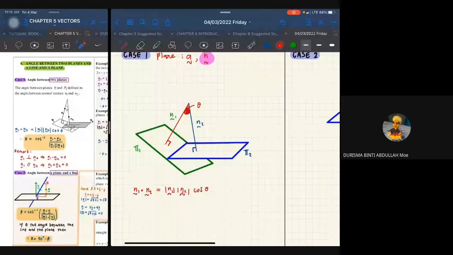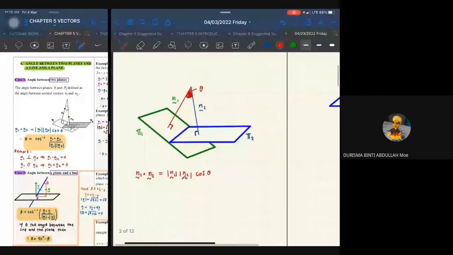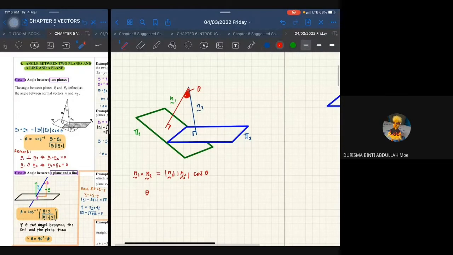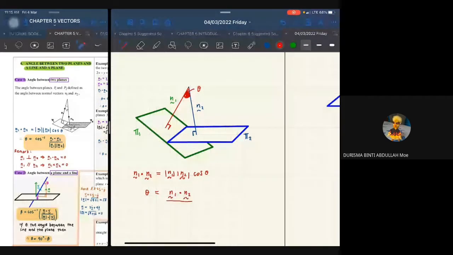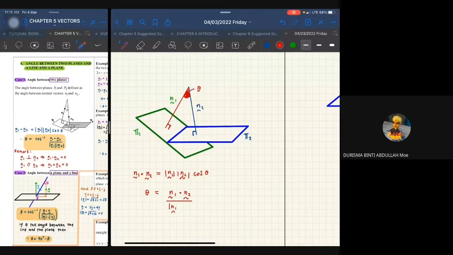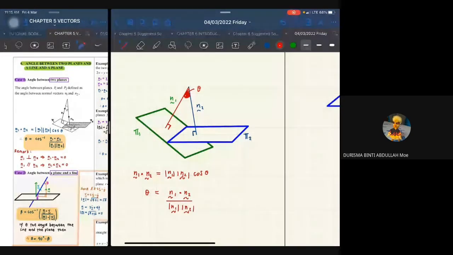So to rearrange the equation, making theta as our subject, you will have n1 dot n2 divided by the magnitudes of n1 and n2, and then cos inverse.